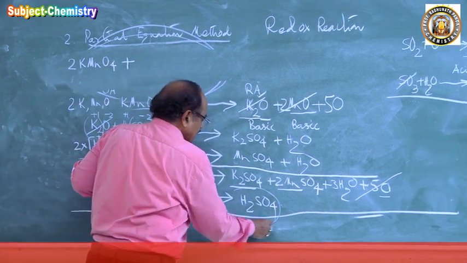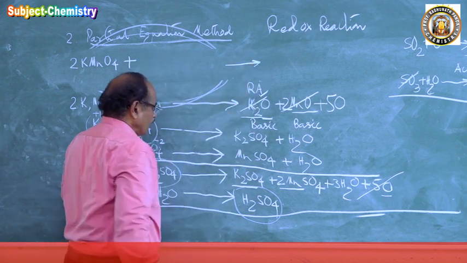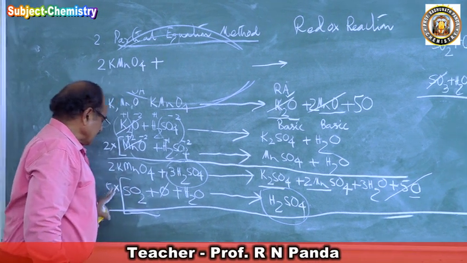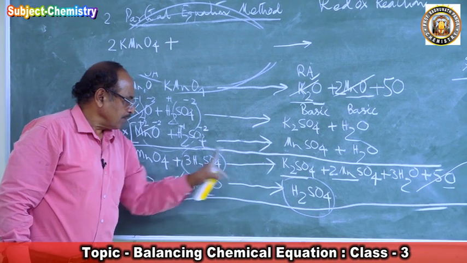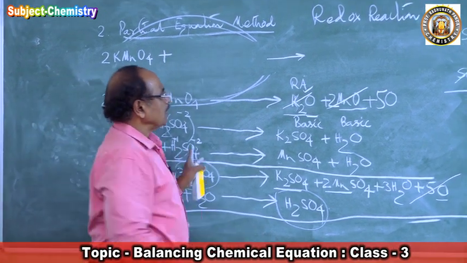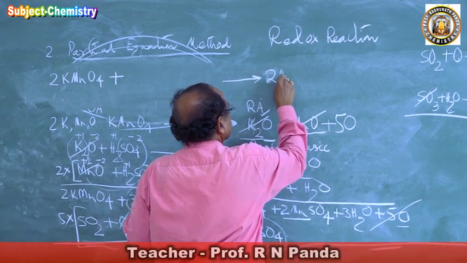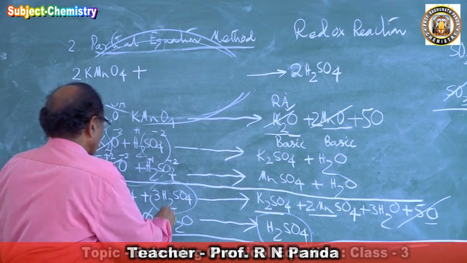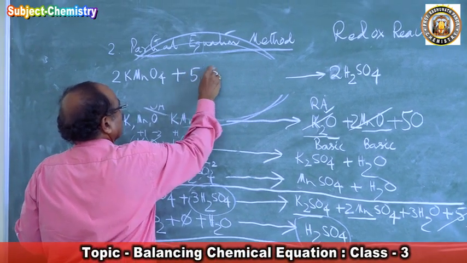Then on the left side we have 3 sulfuric acid, and on the right side how many sulfuric acid? 5 sulfuric acid. So 5 minus 3 goes, then how many sulfuric acid? 2 sulfuric acid are left over. Then sulfuric acid is gone. Then who remains? 5 SO2. So we have 5 SO2.